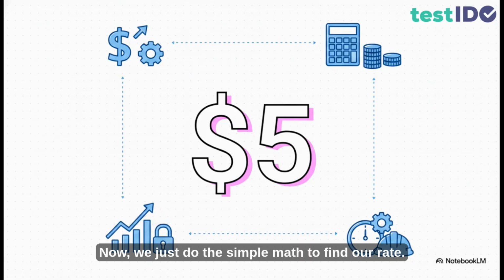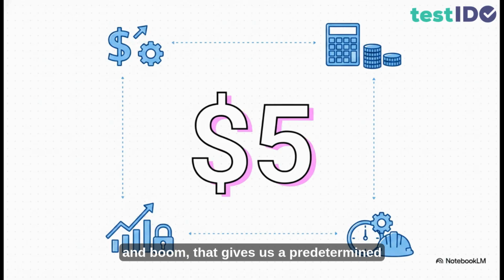Now, we just do the simple math to find our rate. We take that $100,000 of estimated overhead, divide it by our 20,000 estimated direct labor hours, and boom, that gives us a predetermined overhead rate of $5 per direct labor hour. That $5 rate, it's locked in for the year.